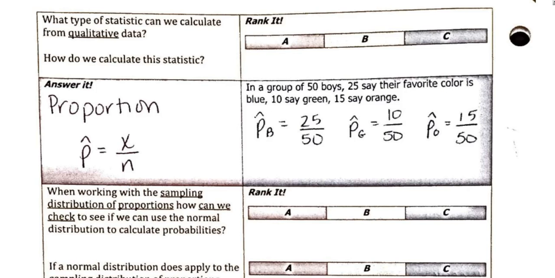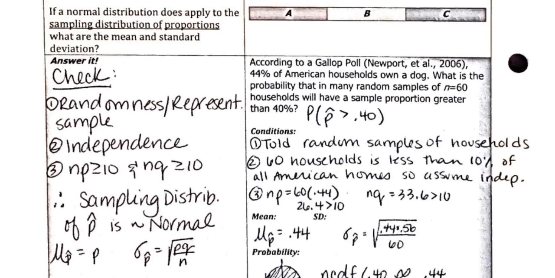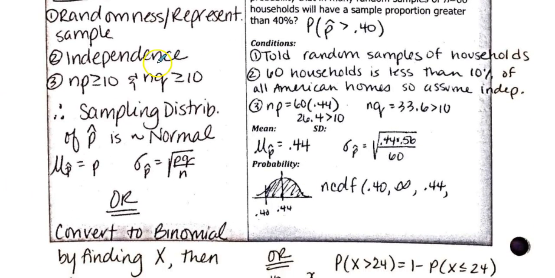Okay. Then if we have qualitative data, we're talking about proportions, p hat. You have two options here. You can check your conditions: randomness, independence, and then what we call success-failure. n times p is greater than or equal to 10, n times q is greater than or equal to 10. Then the distribution is approximately normal using this mean and the standard deviation from your formula page. Solving our question this way, we're told a random sample of households, and 60 households is less than 10% of all American homes, so we can assume independence.